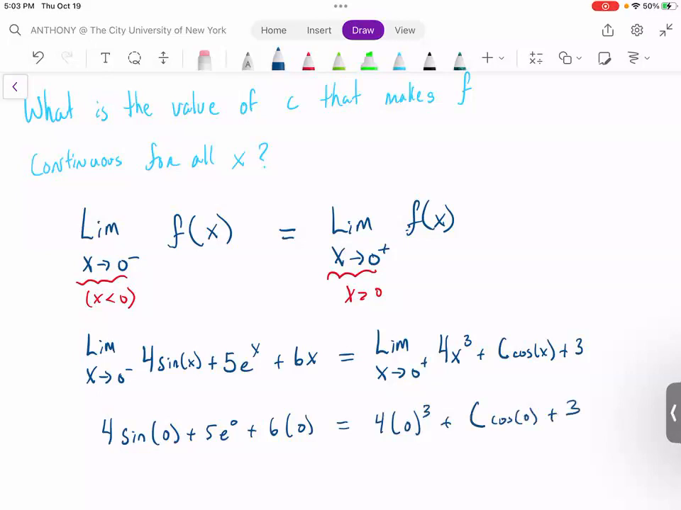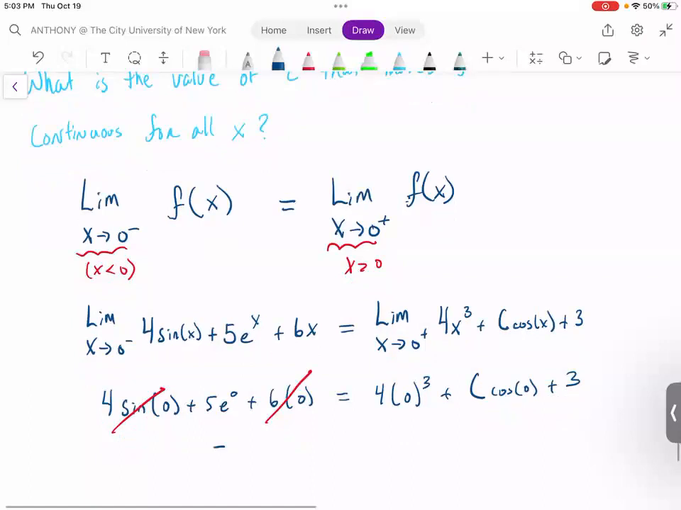All right, work out the arithmetic. What's 4 times sine of 0? 0. That's going to go bye-bye. What else is going to go bye-bye on that side of the equation? 6 times 0. Now, anybody remember what e to the 0 is? 1. So 5 times 1 is 5. This side equals 4 times 0 cubed, which is 0. Now, cosine of 0 is 1, so 1 times c is just c. So you're going to get c plus 3.